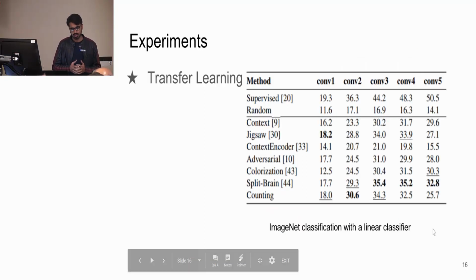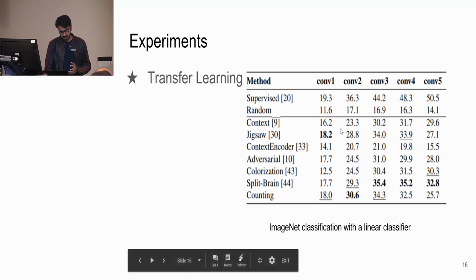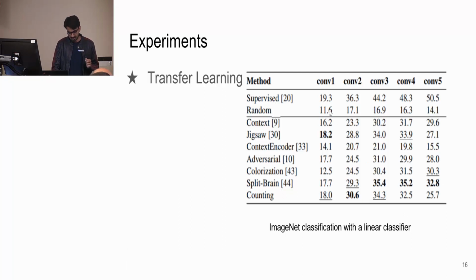So they also tested their transfer learning potential on ImageNet, and here what they did is they extracted features from different convolutional layers. AlexNet has 5 convolutional layers, and in each of these experiments, for example, for the first column of experiment, they extracted the features from the first convolutional layer and trained a fully connected layer on top of that, and tested on the ImageNet test set.